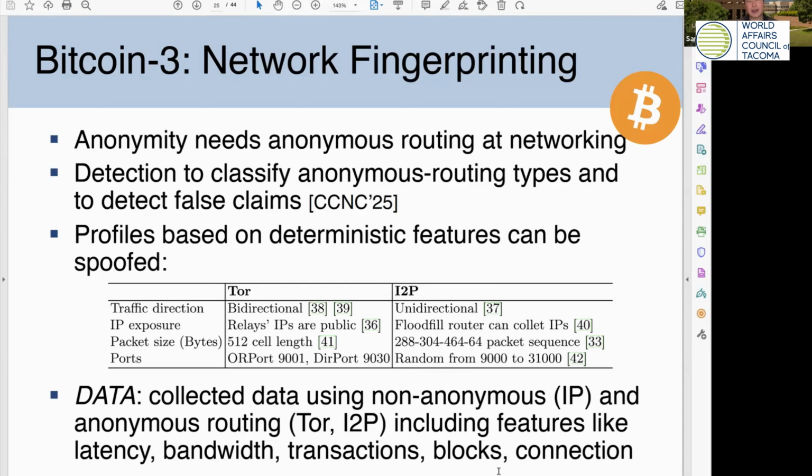And what that triggered us to do is to use the networking behavior to fingerprint the networking traffic so that we can detect if the traffic is indeed using anonymous routing or not. And this is to detect or defend against false claims, because not using anonymous routing has lower latency, since you can directly connect or directly send the packets to the destination.